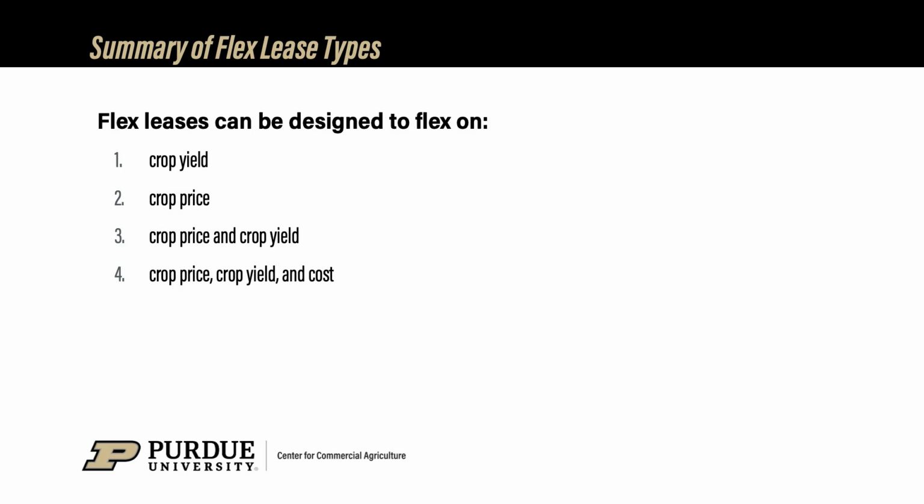We can keep government payments and crop insurance indemnity payments out of the equation here, and just focus on the crop revenue or the gross revenue. That would be a fairly easy way to think about a flex lease. One that we're going to illustrate here in a little bit is flexing on gross revenue above a cost trigger. That would be another way to think about a flex lease. But definitely having both the price and the yield in there seems to me to make a lot of sense.